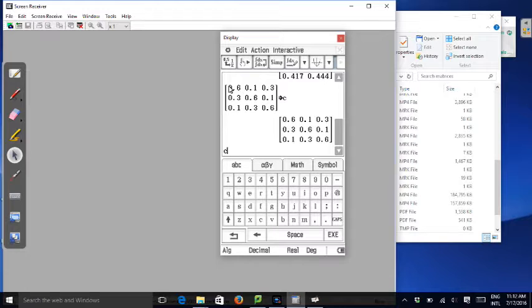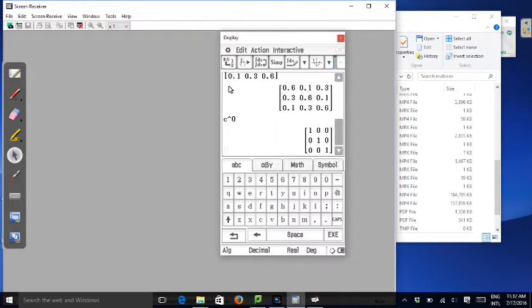So we'll type C, and we're putting it to the power of 0 this time, just to see what happens. Interestingly enough, we get, if you recall, the identity matrix. That's because if we take any number and put it to the power of 0, we're always going to get 1. So anything to the power of 0 is 1, and our identity is technically our 1 matrix.